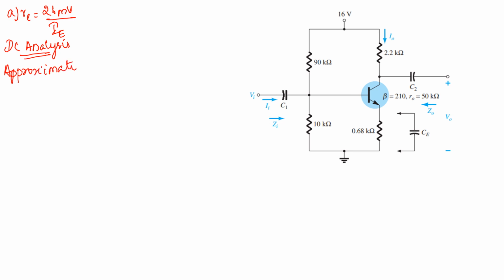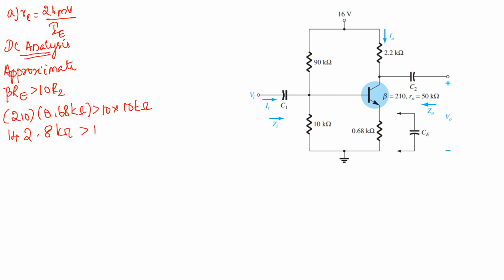What will be your condition to be tested? The condition is beta RE is greater than 10 times R2. What is your beta? 210. What is your RE? 0.68 kilo ohm, greater than 10 into R2, 10 kilo ohm. So 210 into 0.68, you will get 142.8 kilo ohm, greater than 10 into 10, 100k. Yes, it is satisfying the condition. So you can go forward and find the value for IE.